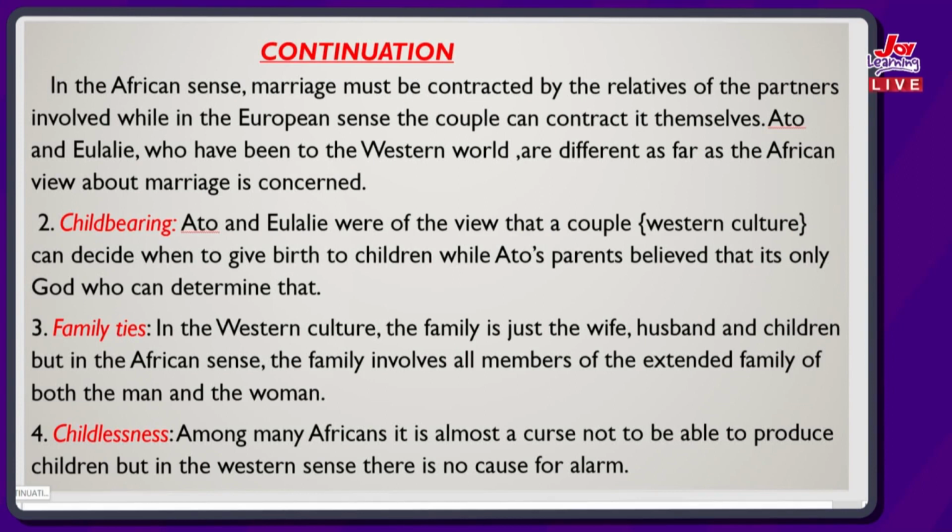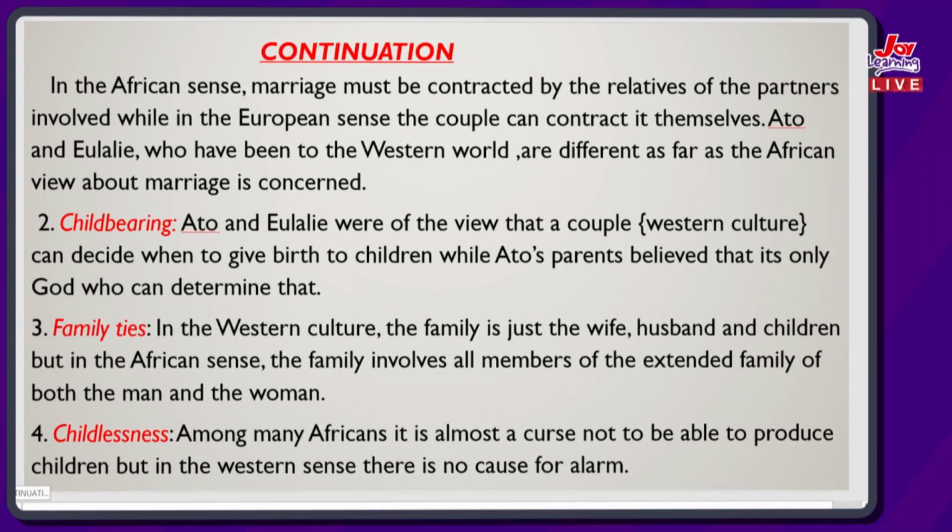Then the third one, we have family ties. In the Western culture, the family is just the wife, husband, and children. But in the African sense, the family involves all members of the extended family of both the man and the woman. I know you know what extended family entails, and the nuclear family. Extended family has to do with our aunties, our uncles, grandmothers, and so on. While the nuclear family has to do with just the mother, the father, and the children. That is not done in Africa, but in the Western world, it is done.